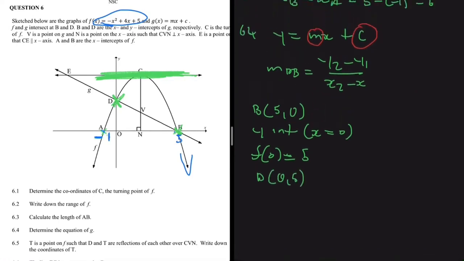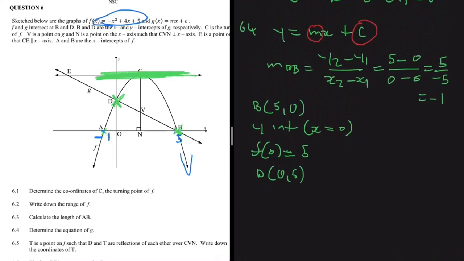So now we can go back to our equation and find the gradient. So let's take D as our second point. So y2 will be 5 minus y1, which is 0, right? And then x2 will be 0, the x value of D, minus the x value of B, which is 5. So we have 5 divided by minus 5, which is equal to minus 1. So now we know fully well that the gradient here is minus 1.